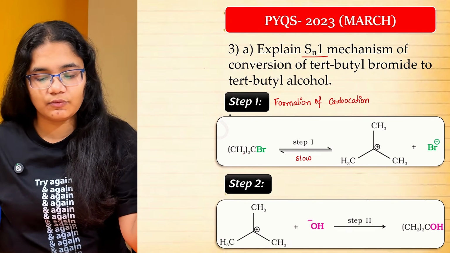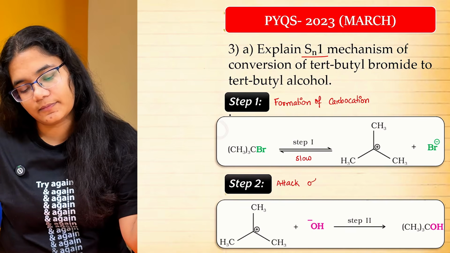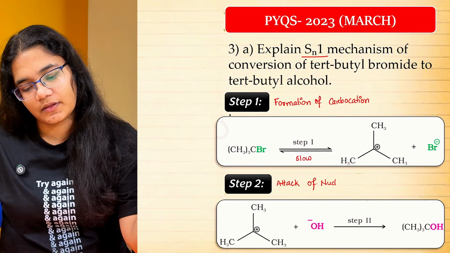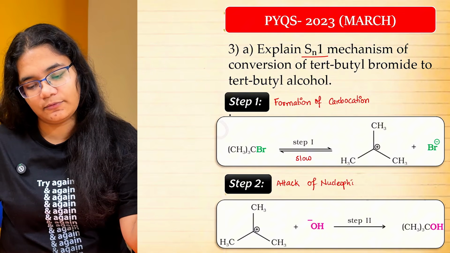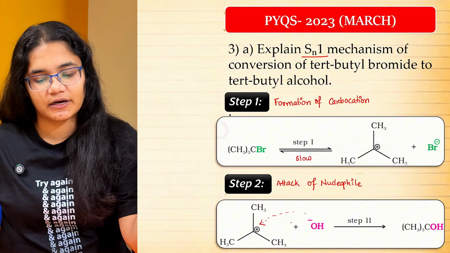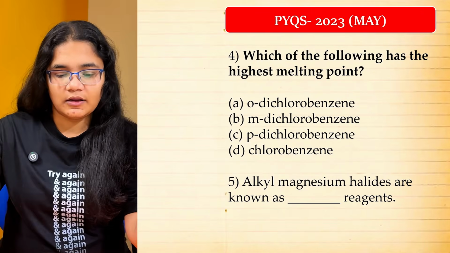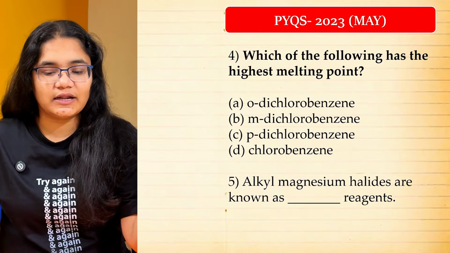And in step 2, what is there? In step 2 there is the attack of the nucleophile. So in step 2, what will happen? This OH minus can attack this particular carbocation, and you will get a product like this. Clear? Now we will move to the next question, that is question number 4.